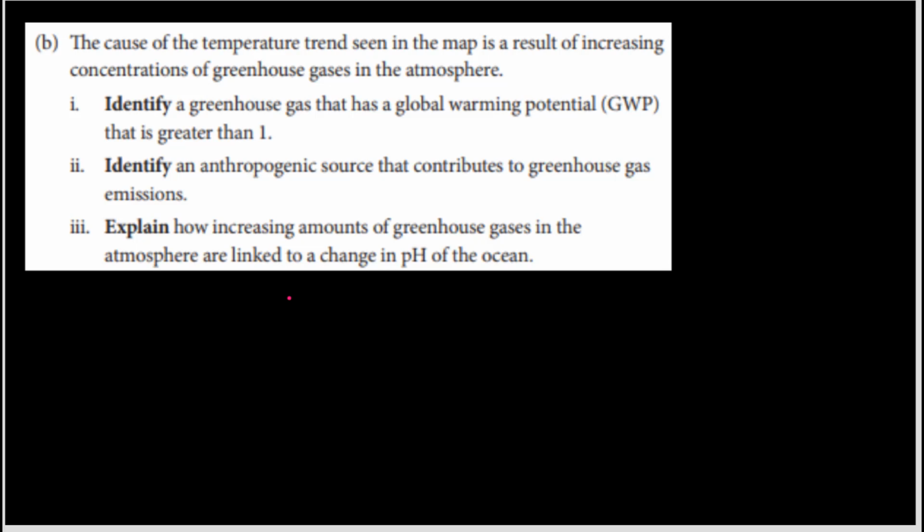So now it says the cause of the temperature trend seen in the map is a result of increasing concentrations of greenhouse gases in the atmosphere. Then they say identify a greenhouse gas with a global warming potential greater than 1. Identify an anthropogenic source that contributes to that. And then explain how increasing amounts of greenhouse gases in the atmosphere are linked to a change of pH. So the first part they want us to do is they just want something greater than 1.